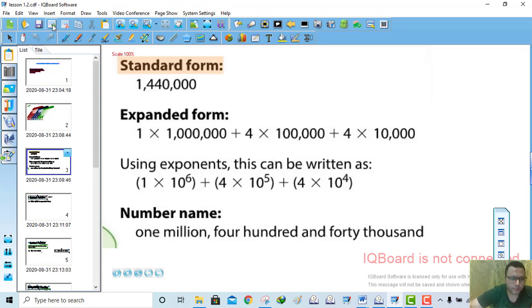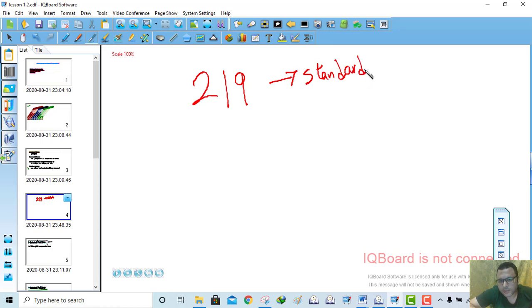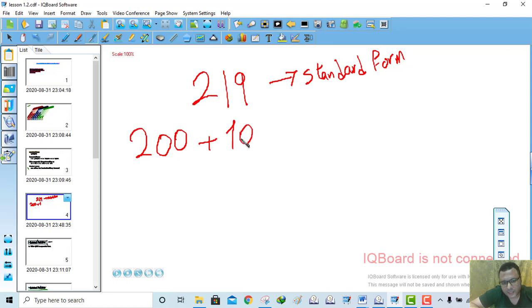So, let's take another example. Here let's take a small number, because some students will feel that this is hard for them. We have here 219. This form is called standard form. If I need to write it as expanded form, I will split it as 200, because the 2 is in the hundreds place, plus 10 plus 9. And this we studied in grade 4 before.